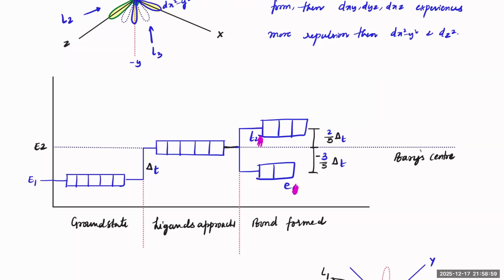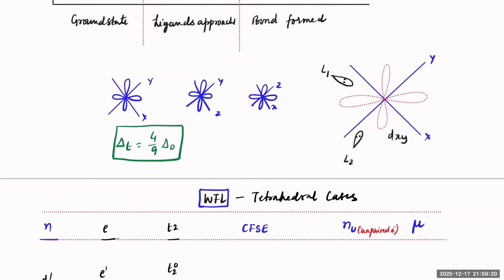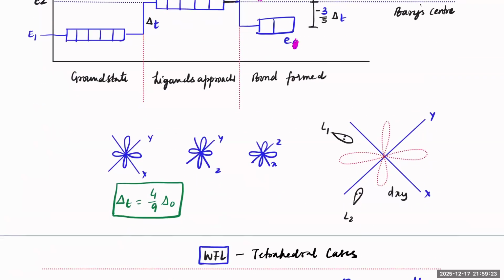In the E orbital here, you will see the amount of energy loss will be minus 0.6 delta T, and here it will be plus 0.4 delta T. Delta T represents splitting energy of tetrahedral complexes. First of all, the number of ligands approaching is less. For 6 ligands, you expect some X amount of repulsion. For 4 ligands, how much repulsion will you expect? 4 by 6 times of X, correct?